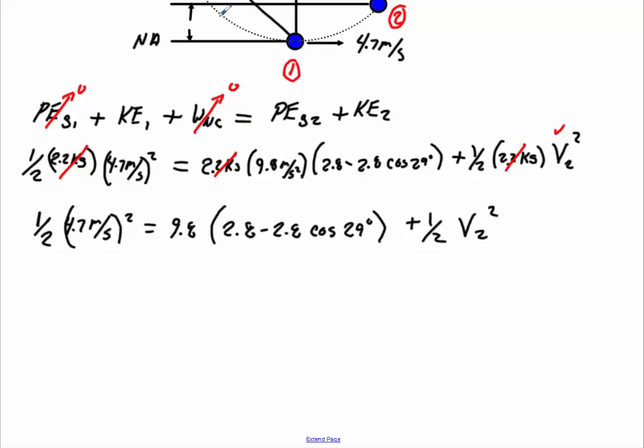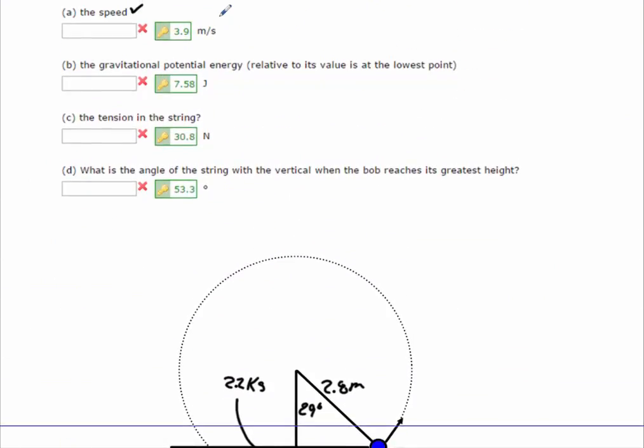V2 squared. Now, I'm going to go ahead and move this to the other side. So to do that, I will subtract all this. I'll take the equal sign out and make this minus here. I'll have my equal sign here. Okay, and now all I have to do is solve for V. I can do the algebra, and when I do that, I will get V2 as 3.9 meters per second. And go back and you'll check that answer right there. And that's exactly what I got.